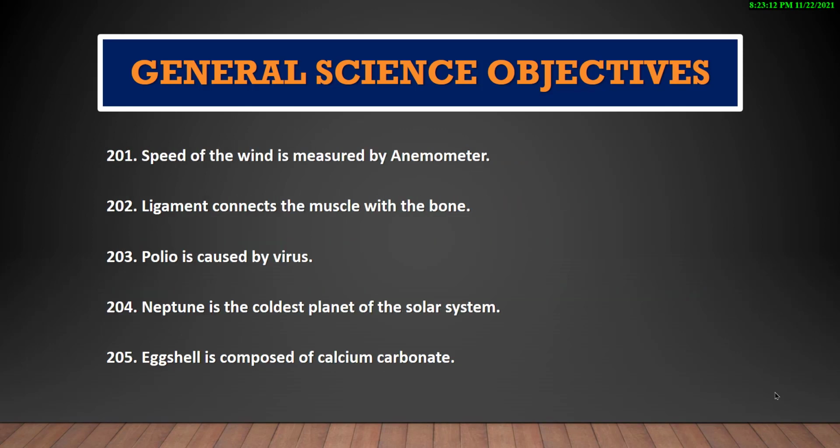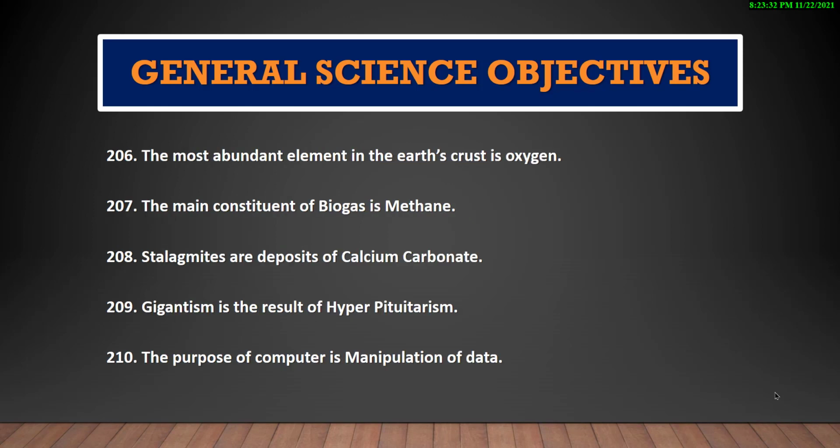Speed of the wind is measured by an anemometer. Ligament connects the muscle with the bone. Polio is caused by a virus. Neptune is the coldest planet of the solar system. Eggshell is composed of calcium carbonate. The most abundant element in the Earth's crust is oxygen. The main constituent of biogas is methane.